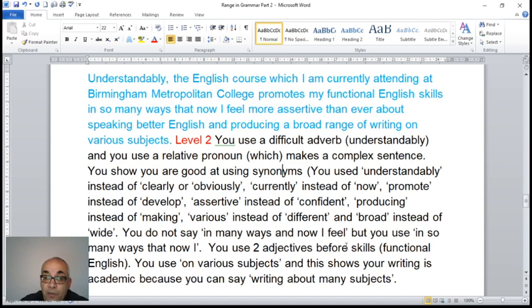You use 2 adjectives before skills. You say functional English skills, so you don't use one adjective before skills. You are using 2 adjectives. Again, this is range. You are showing me you are good at using many adjectives before nouns. You use on various subjects, and this shows your writing is academic, because you can say writing about my subjects, but when you say, writing on many subjects, means you are showing me your English is academic.